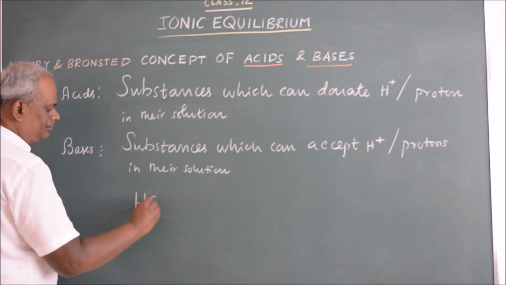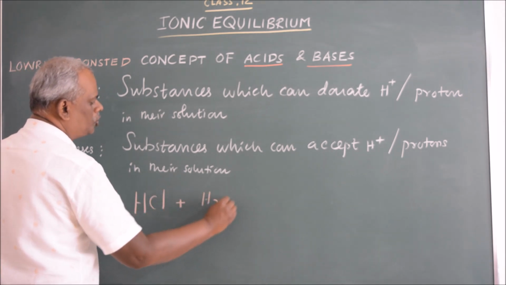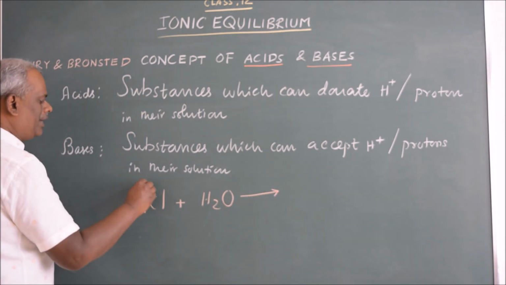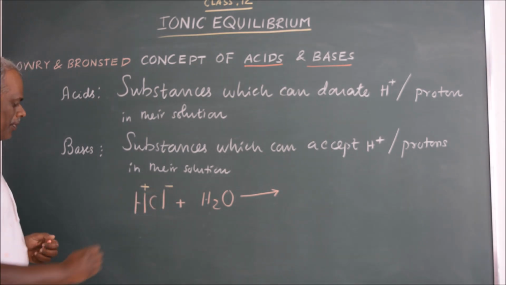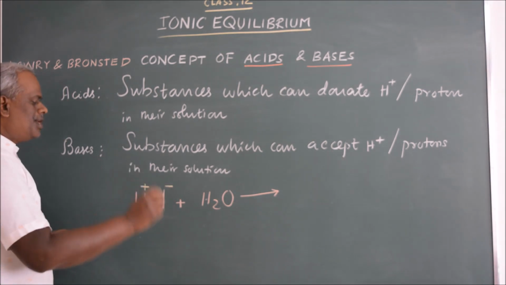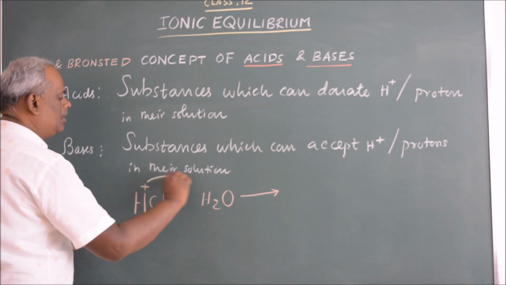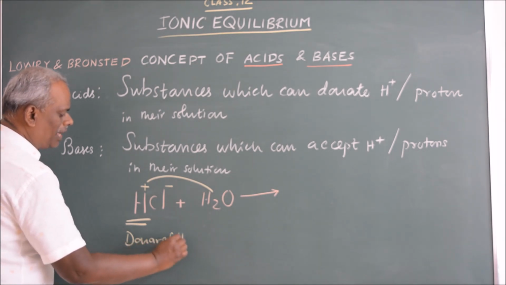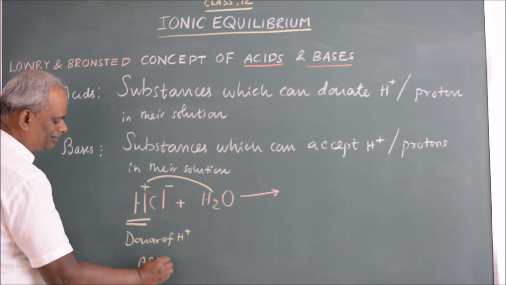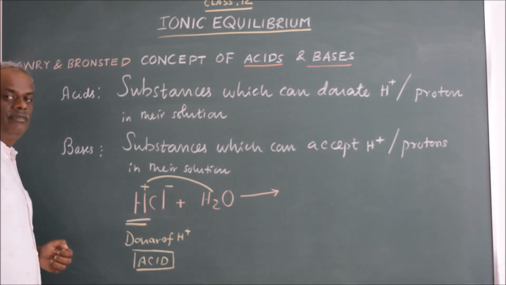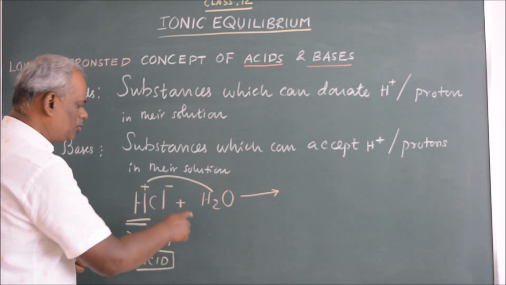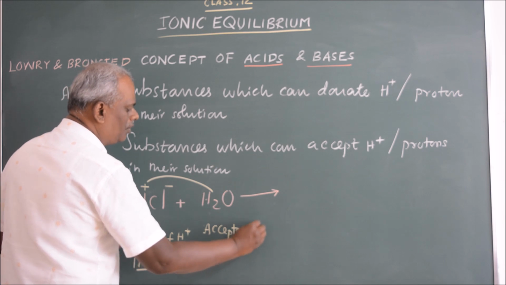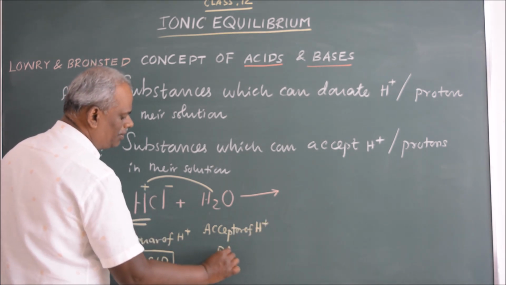HCl, when it is dissolved in water, H2O, there will be a possibility of getting H plus ion and Cl minus. Now the proton is ready. The HCl will donate this proton to the H2O. As this is the donor of H plus, you can call this an acid. So this is the acid. And which is going to accept this H plus? This water, H2O. So I can say this is the acceptor of H plus, so that we can call this a base.